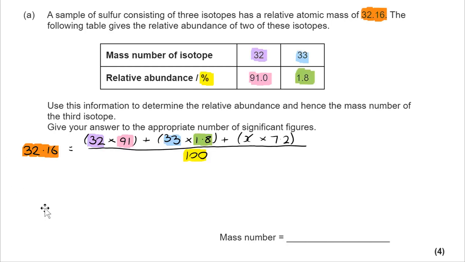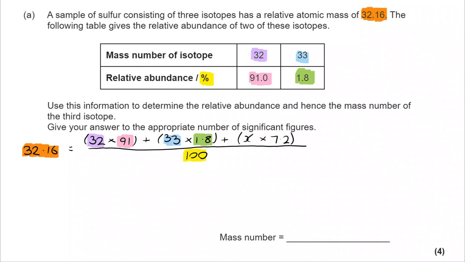I know that my overall relative atomic mass is 32.16. I have been given my relative abundances of the isotope with 32 and isotope 33. So I can call my last one X, and I can also work out what the percentage relative abundance is. It's 7.2 because that's what's left after I add 91 to 1.8. I'm dividing all of it by 100 because this is a percentage abundance.